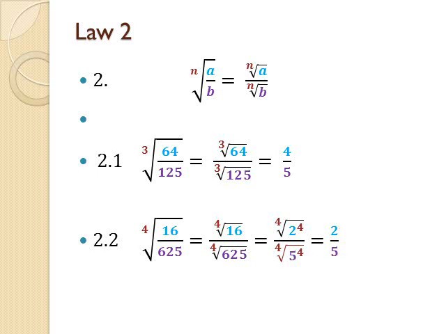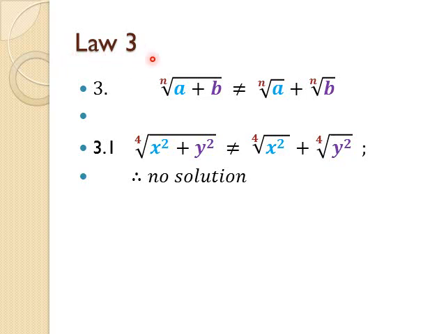Alright, law 3. Not really a law, but yeah, it's part of law 3 of surds. If we have the nth root of a plus b, we cannot break it up into nth root of a plus nth root of b. I give you an example: fourth root of x squared plus y squared cannot be broken up. It's not equal to fourth root of x squared plus fourth root of y squared. Therefore we say no solution. Right, law 4.